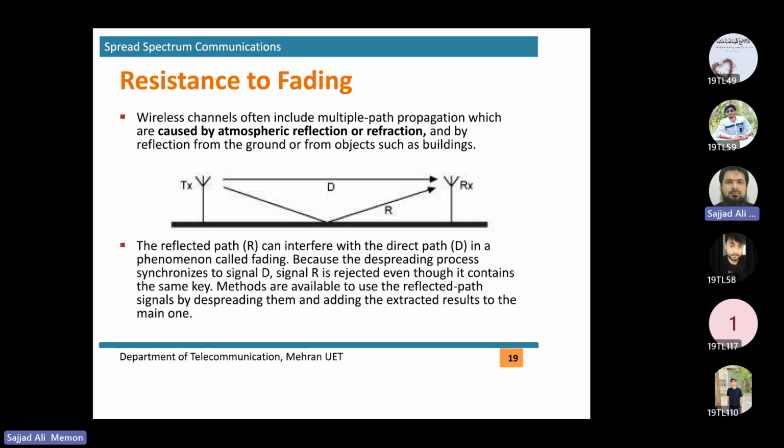We will remove this multipath delay in the reflected signal by receiving it through a finger of the RAKE receiver. That finger may be adjusted to this delay and will remove it, and then this reflected signal can be added into the direct signal.